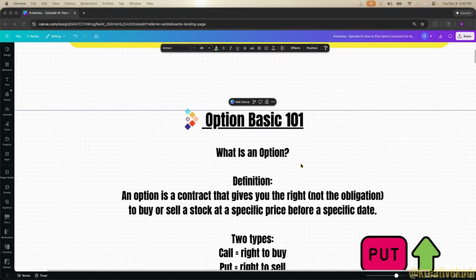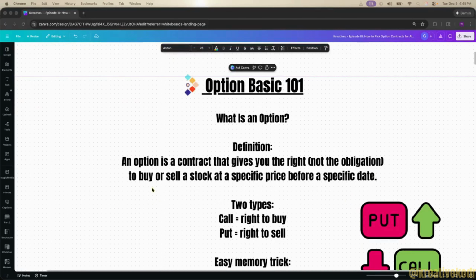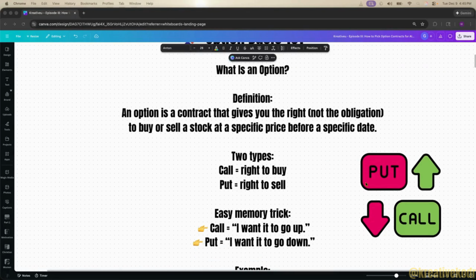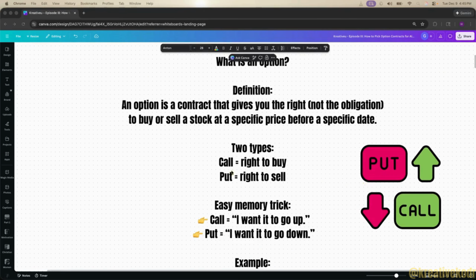What is an option contract, right? So an option contract gives us the right, but not the obligation. It gives us the right to buy or sell a stock at a specific price before a specific date. Now, the specific price is going to be our strike price. The specific date is going to be our expiration date. Now, there are 2 types of options. There is a call option. This is the right to buy the asset. And then we have a put option. A put option is the right to sell the asset, right?